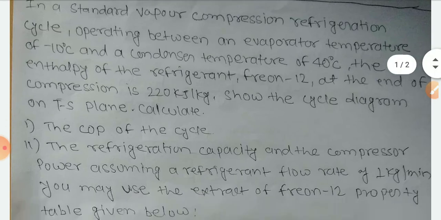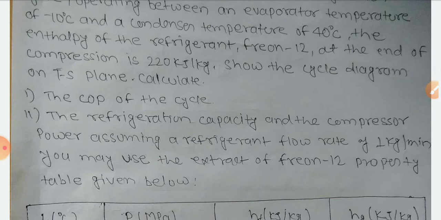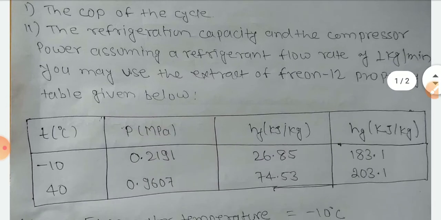Calculate the COP of the cycle, the refrigeration capacity, and the compressor power, assuming a refrigerant flow rate of 1 kg per minute. You may use the extract of the Freon 12 property table given below. So here the table is given.